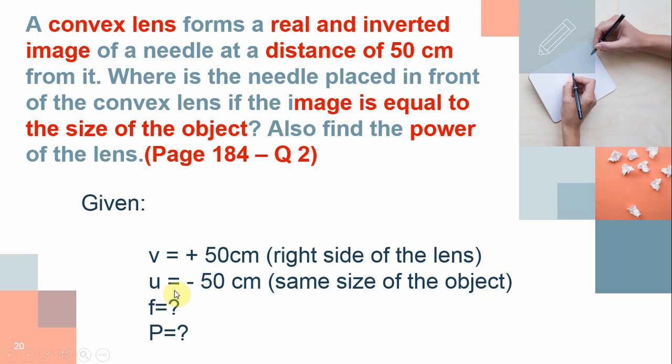U is equal to minus 50 because the size of the object is the same. Here we discuss the position: if the object is placed 50 centimeter away, we can get the image at 50 centimeter on the right side. In that case, the size of the object is equal to the size of the image.